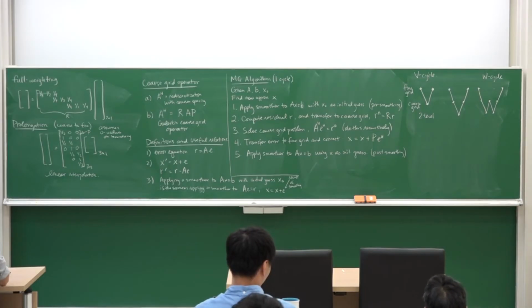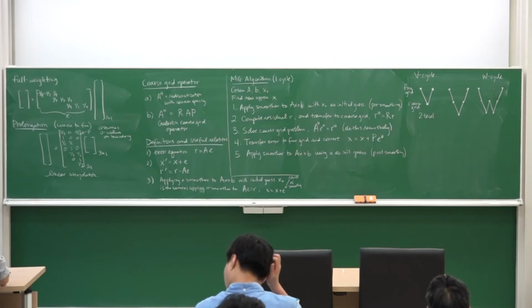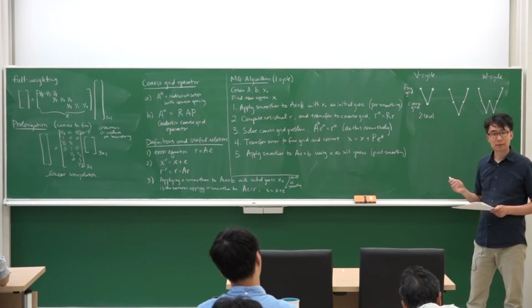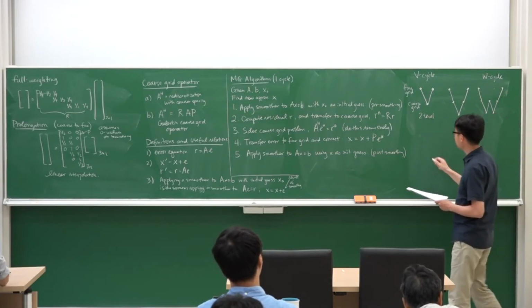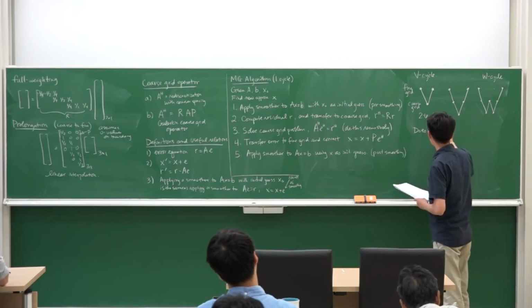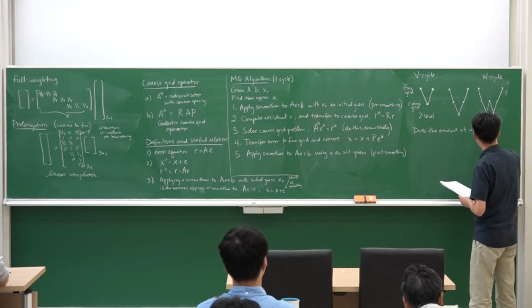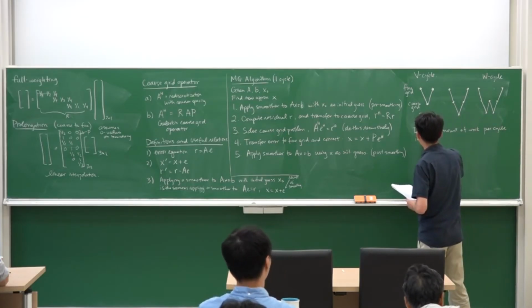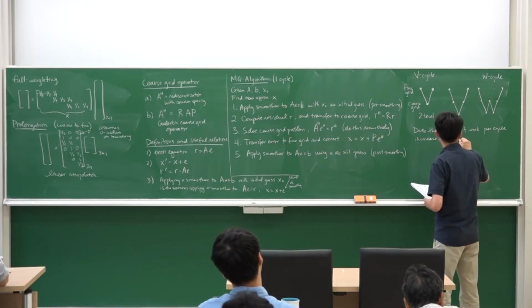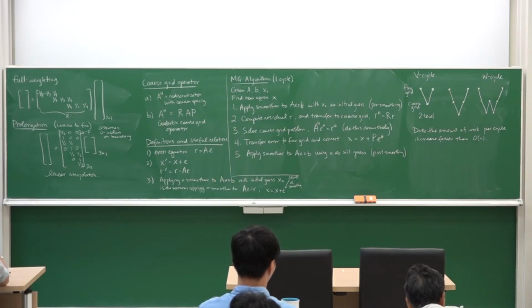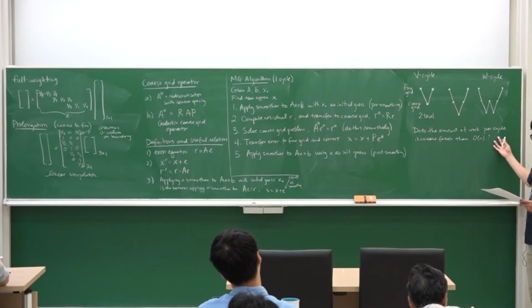Okay. So here's a question. As I said at the beginning, we want multigrid to be a method in which the amount of work is constant per iteration, and the number of iterations will be constant. But for a larger and larger problem, we may need more and more levels. Does that mean that the work is not constant? In other words, does the amount of work per cycle increase faster than order n, where n is the number of, let's say, degrees of freedom in your problem, because we have to take more levels?